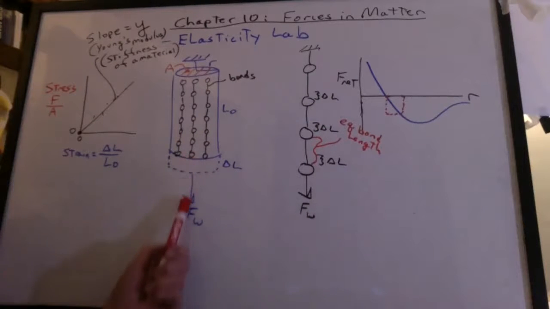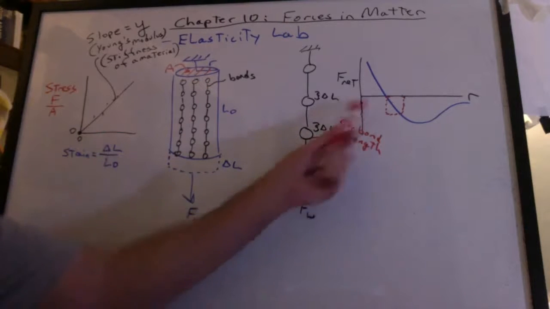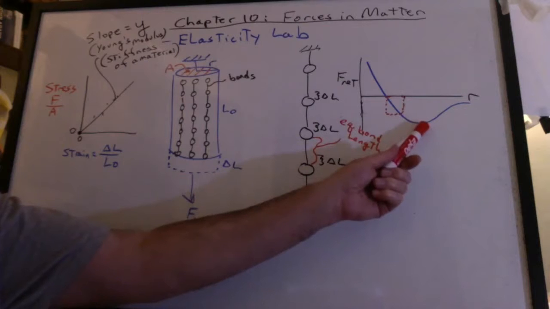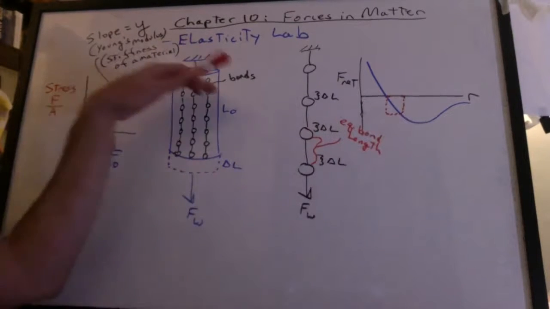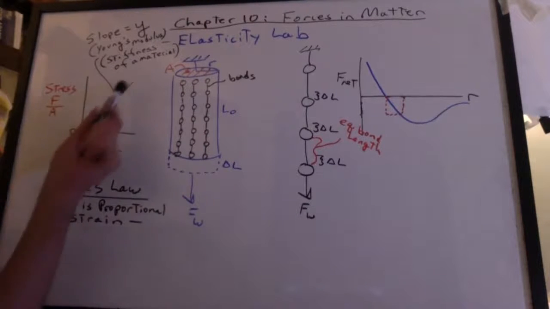If we keep on pulling on here, what do you think is going to happen to this graph? Well, let's see. If we keep on pulling on this idea, we're going to find that the curve starts to level off. Well, that means this is going to start to level off too. So what's Hooke's law? Stress is proportional to strain. That's the idea of this linear relationship.